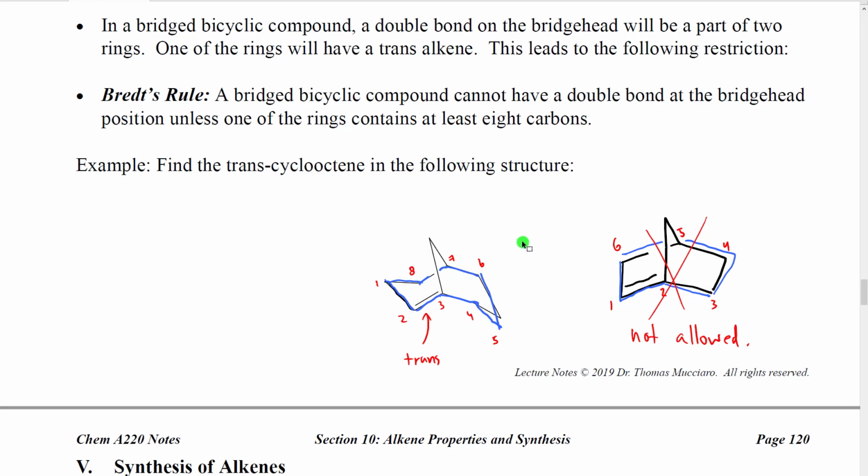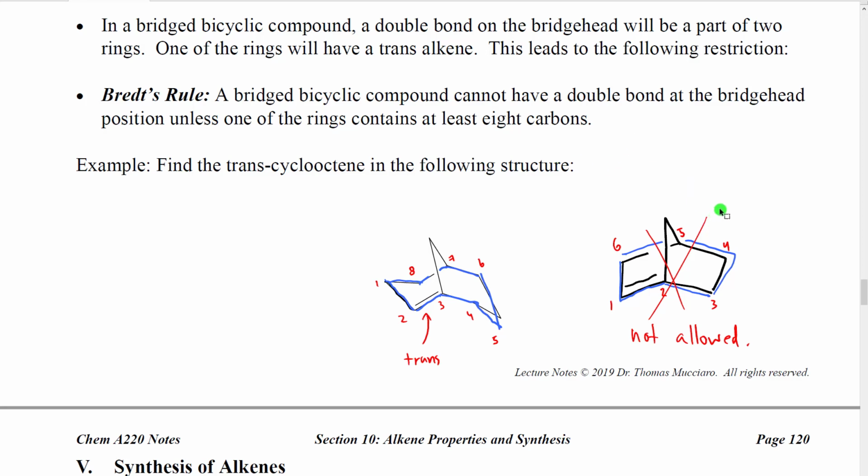So again, on our example here, if we look, here's our double bond. We have coming in, starting here at 1, coming in, 2, 3, and then going out on the opposite side of the bond axis, 4, and then continuing around, we have an 8-membered ring. So this molecule, which has a double bond on its bridgehead, is totally allowed. We can totally make that molecule.